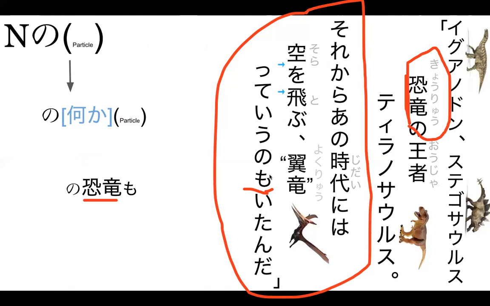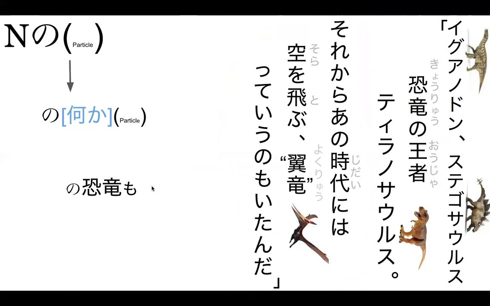Then it's just itanda, which I don't know about. So, ita, you know what ita means? It's from iru. So being alive? Yes. But now we have ta. So is it still alive? Oh, that's past tense, isn't it? Past tense. It's now dead. So okay, it used to live in that time. It used to be alive. And it's been a long time.